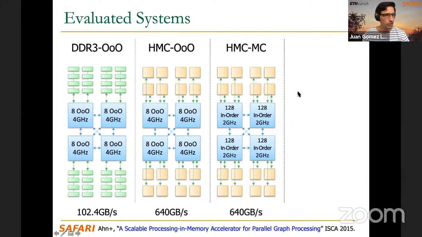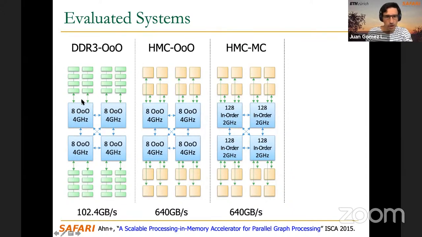the evaluation of the Tesseract system. In this work, there were three different baselines that were used, and they were compared to the Tesseract system. And here in the slide, you can see the three baseline systems. Two of them use general purpose processors, out of order CPUs. These are the two baselines that you can see on the left.